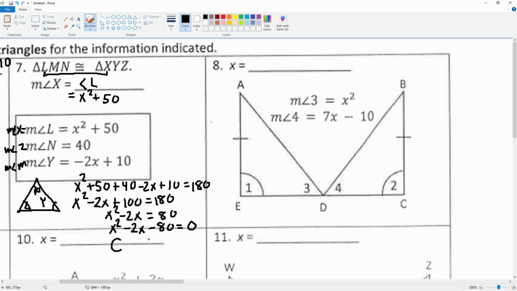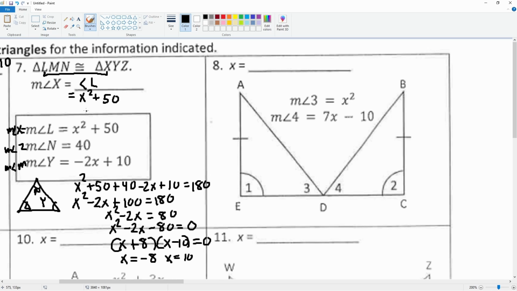So the factors here would be what? Let's see, 8 and 10. So x plus 8 times x minus 10. X times x is x squared, x times negative 10 here, and yep, perfect, equals 0. So x is equal to negative 8, or x is equal to 10. So you just have to plug it back in here.